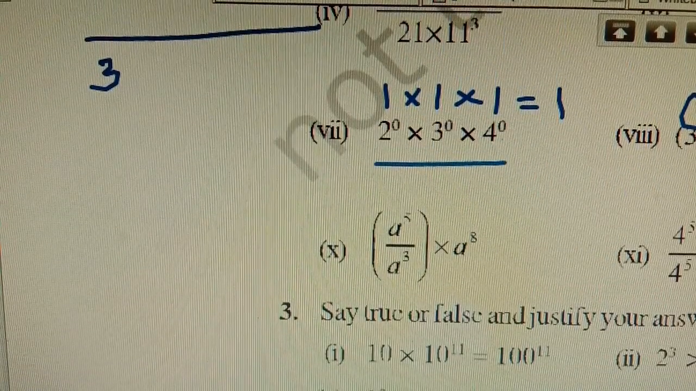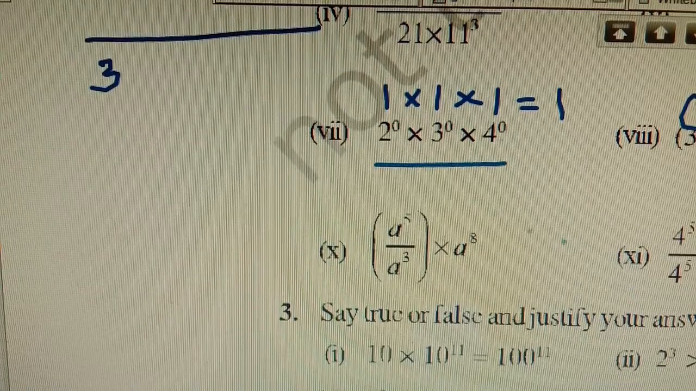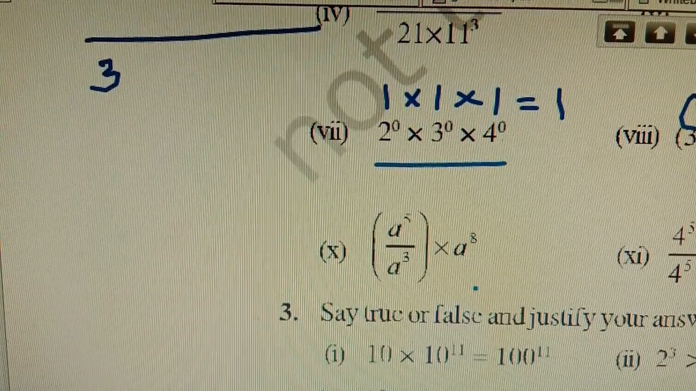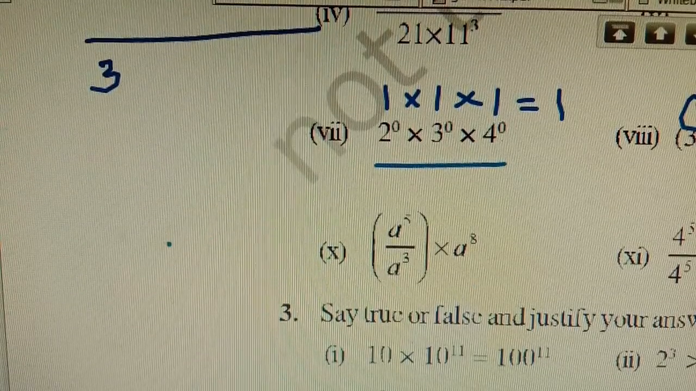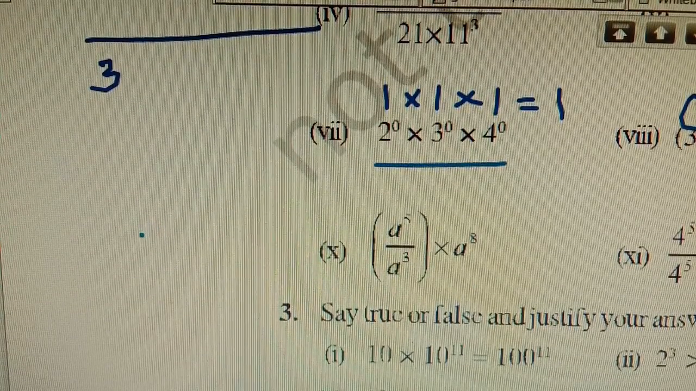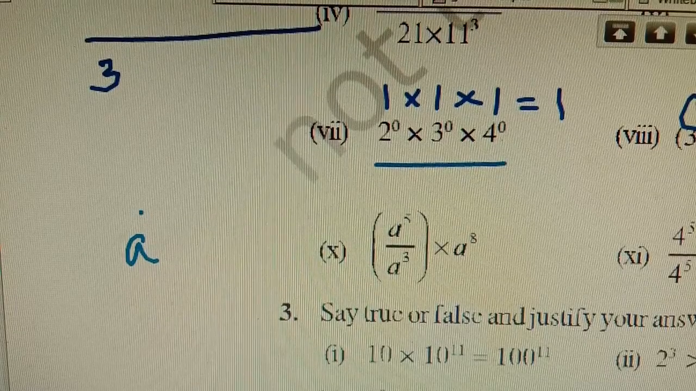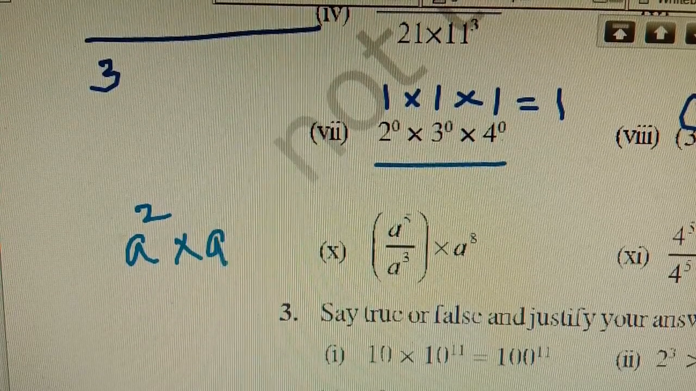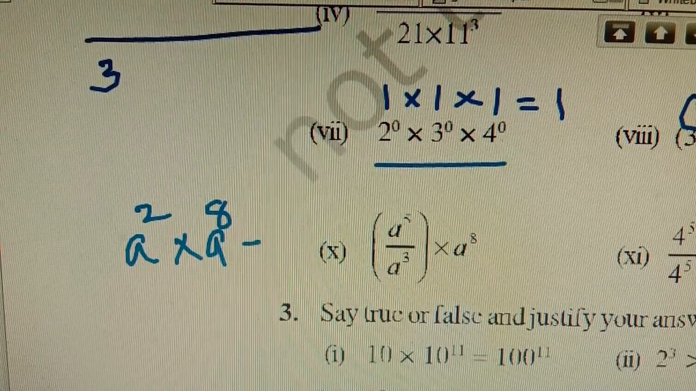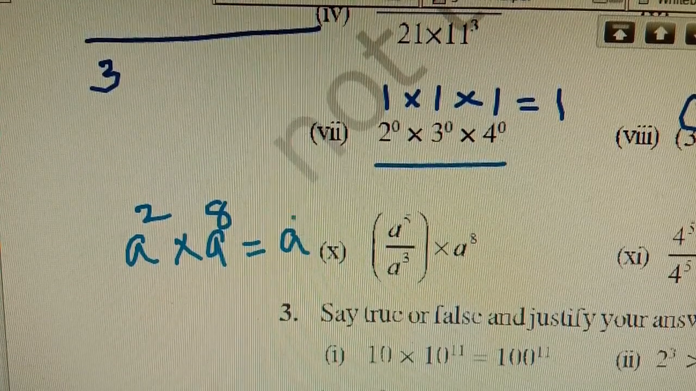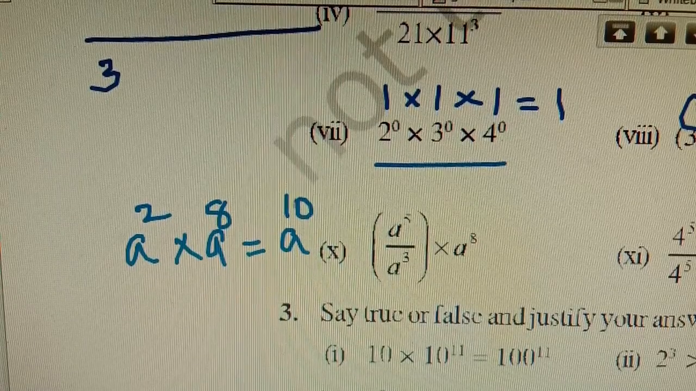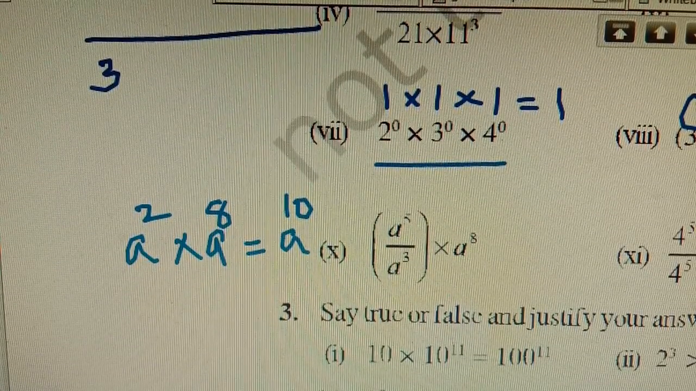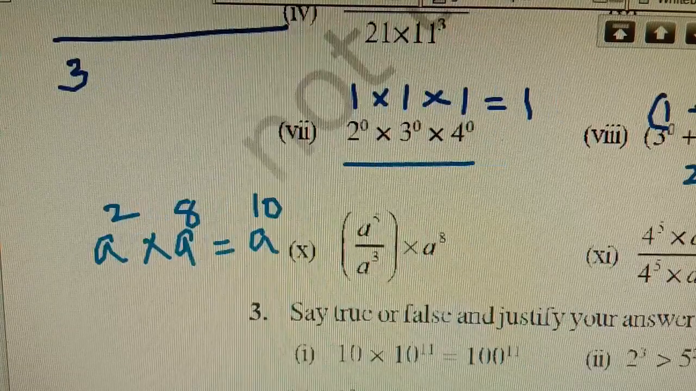Now here the next question. A to the power 5 divided by a to the power 3, into a to the power 8. Then in the first bracket, a to the power 5 divided by a to the power 3 is a to the power 5 minus 3, that is 2, a square, into a to the power 8. Then here multiplication, 8 and 2, by adding we have 10. So a to the power of 10 is the answer. 2 plus 8 is 10.